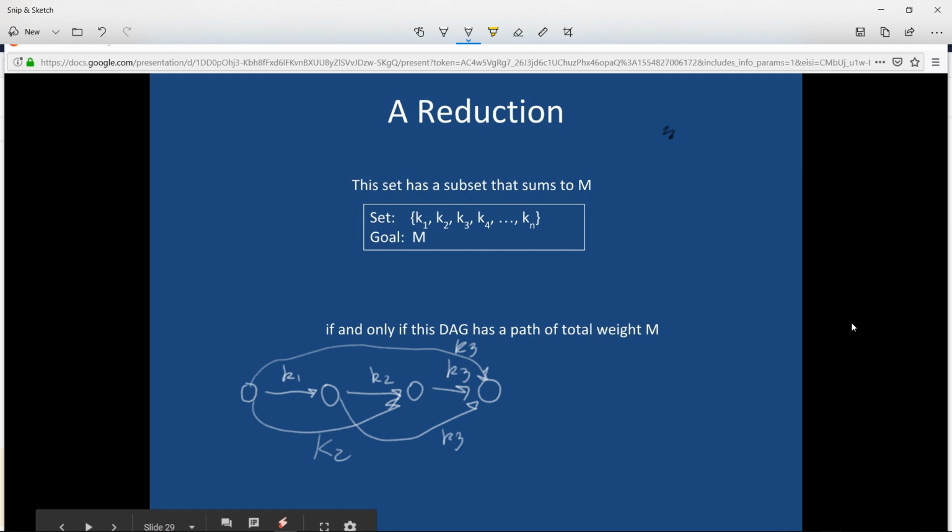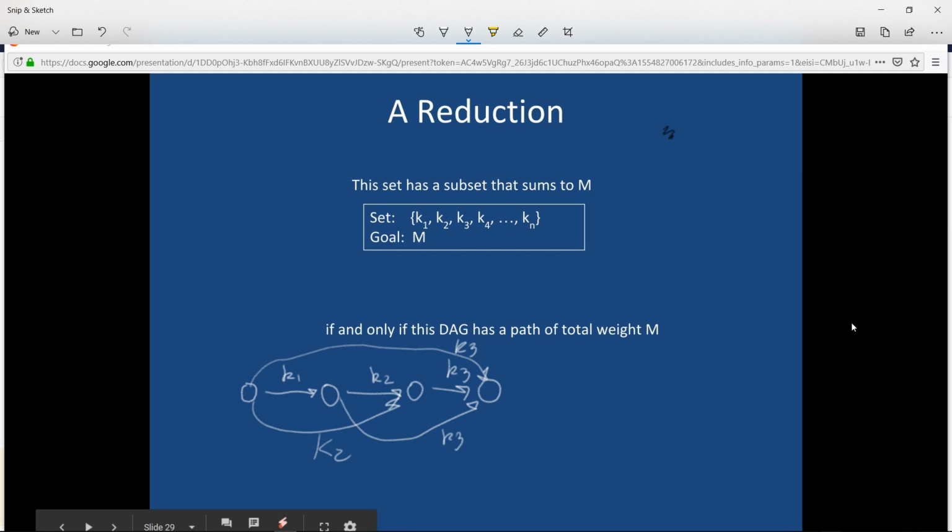Let's see, K1, K2, K3. What if my solution was K1, K2? Now there's a path here, K1, K2. Just that path right there corresponds to adding K1 and K2. K2, K3, what about K3, K1? K1, K3. Right? What about the empty set? What if our goal is 0 and the empty set is a solution?